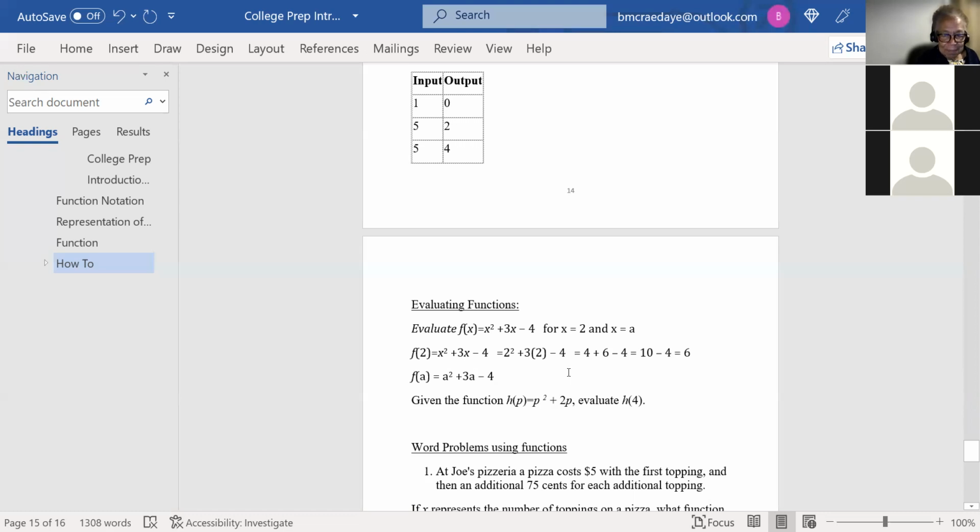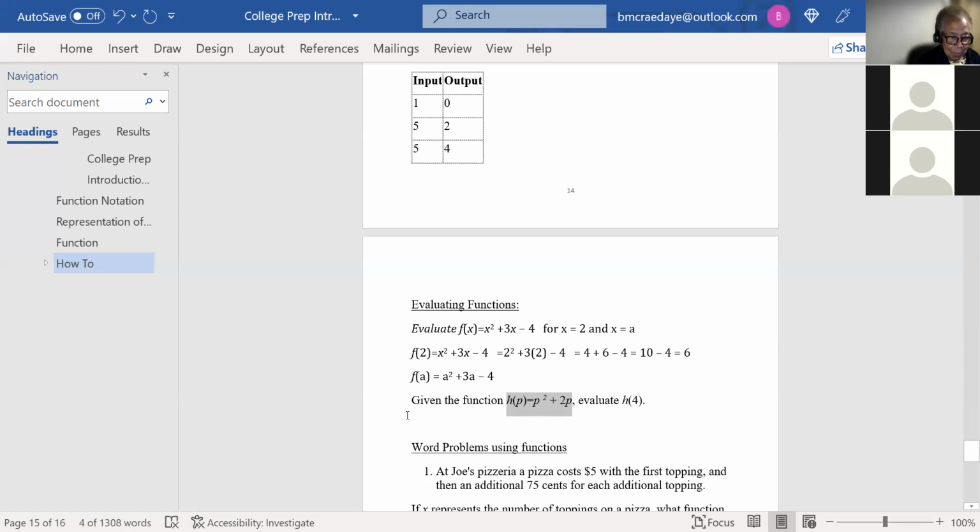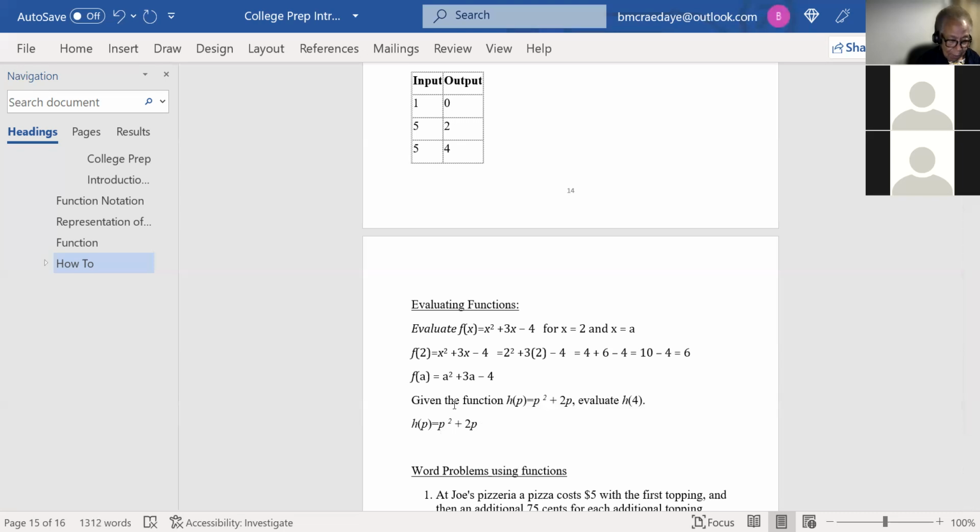Okay. Got it? Yes. We'll do the last one. Do this one. h of p is p squared plus t plus 2p. Take this one, wherever you see a p, put a 4. Tell me what you get. So it's h of 4. Okay, so wherever I see a p, I want to put a 4, right?